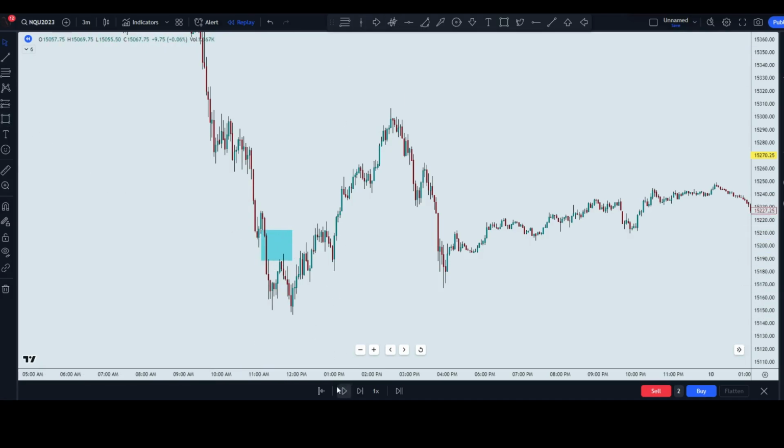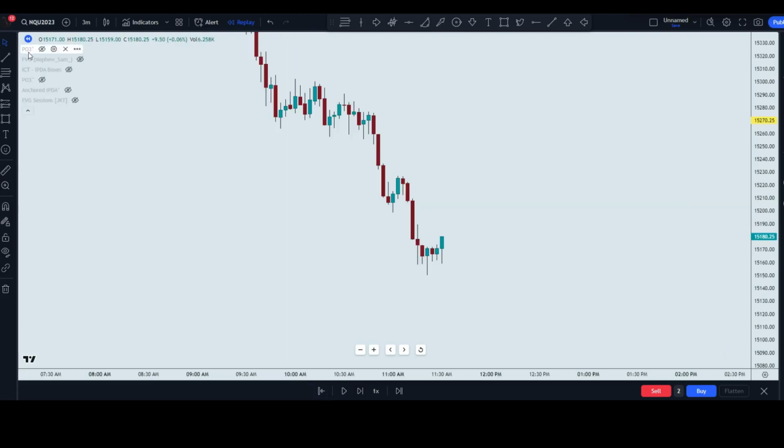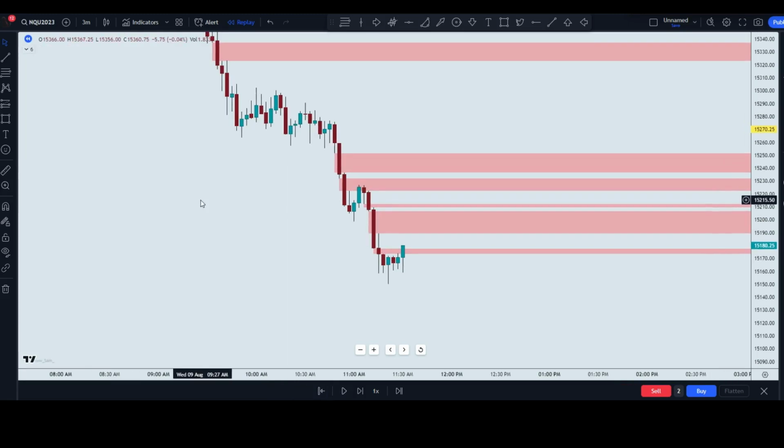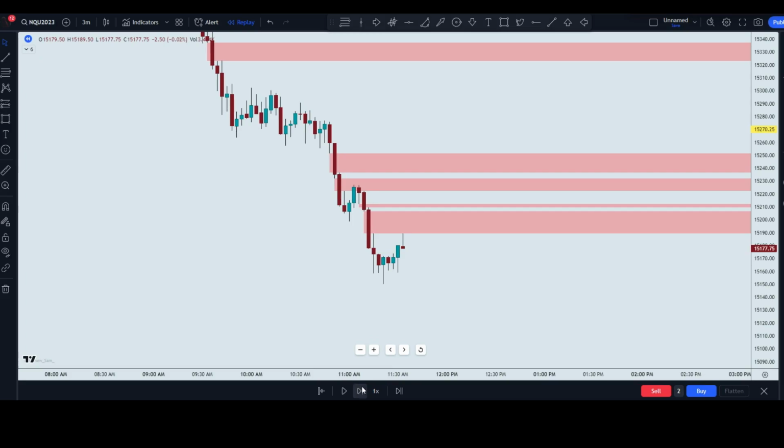We will rewind it to right here. Turn on the fair value gap indicator. All right, so we have a bunch of imbalances here. Let's go forward until we get a fair value gap filled.